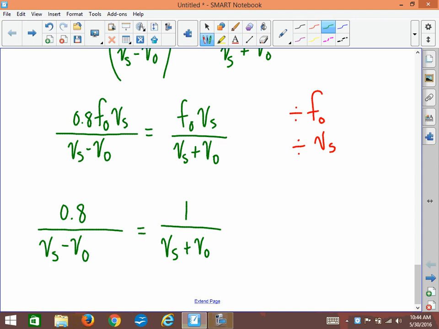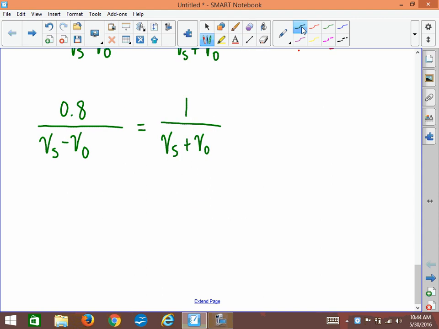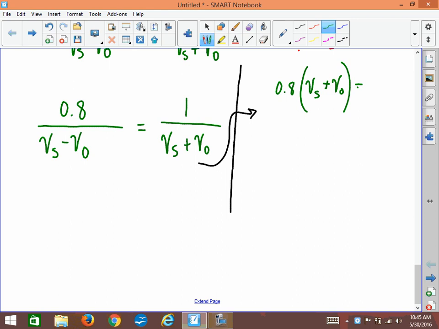Okay, well now I'm going to cross multiply. If I cross multiply my equations, I get 0.8 times speed of sound plus speed of object equals speed of sound minus speed of object. So all that mess simplified into something very simple, didn't it? It simplified into three terms.